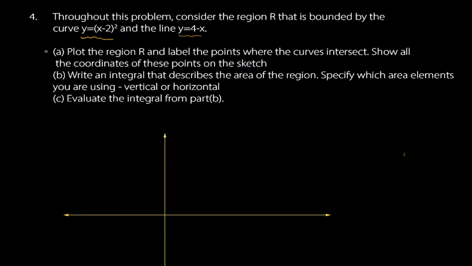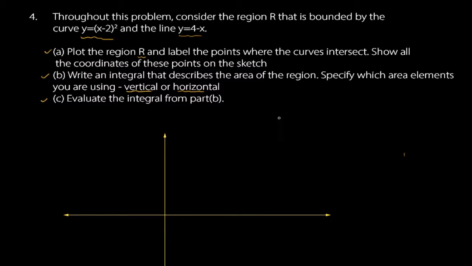Now what the question says is: A, plot the region R and label the point where the curves intersect. Show all the coordinates of this point on the sketch. The next question says, write an integral that describes the area of the region. Specify which area element you are using, whether you're using the vertical slice or the horizontal slice. And the last question says, evaluate the integral derived from part B.